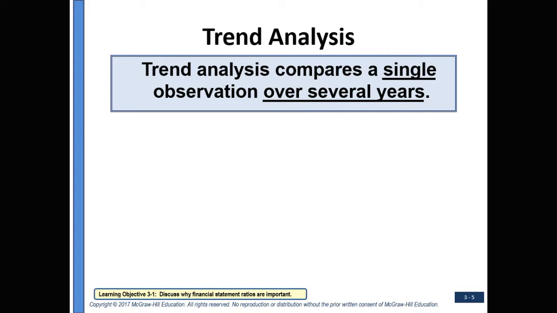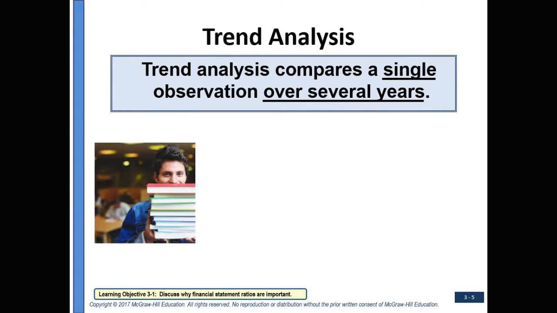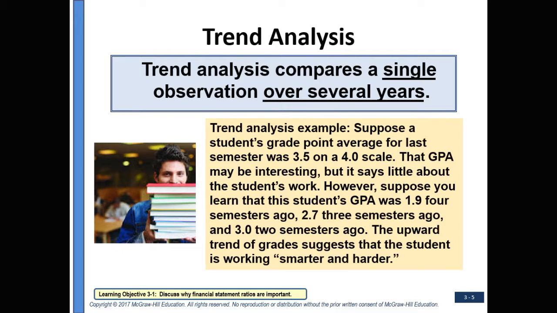So we start with trend analysis. Trend analysis is a way that we can help to identify improving or deteriorating conditions. Let's look at an example that illustrates the trend analysis process. Let's suppose that a student's grade point average for the last semester was 3.5 on a 4.0 scale. That GPA may be interesting, but it really says little about the student's work.